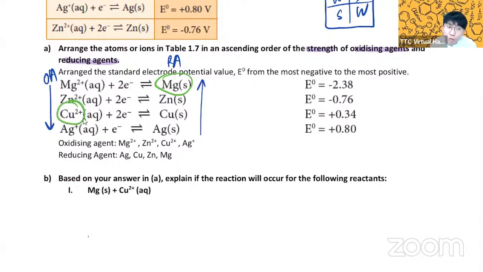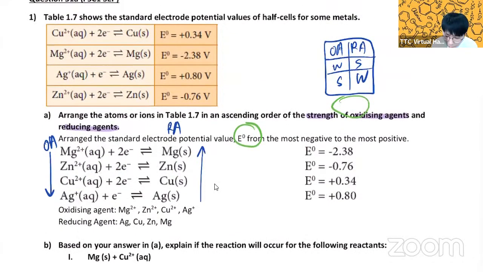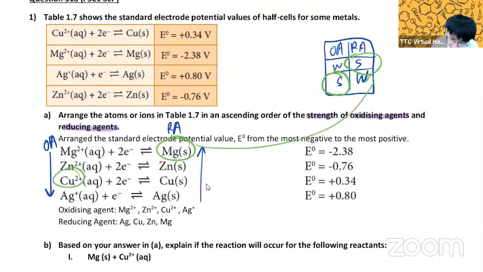You see that? Do you know why I circle Mg and Cu2+? Because that's what they're asking. I don't circle Cu, I don't circle Mg, I don't circle Mg2+. You get it? And then by having these two circles, you carry these two circles right now and compare to my table. One circle on the top right, one circle at the bottom left. You see it matches in this way? Top right, bottom left. So if it's top right, bottom left, it's a strong reducing agent and a strong oxidizing agent. Yes, the reaction occurred. Got it?